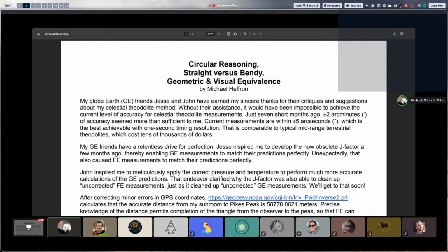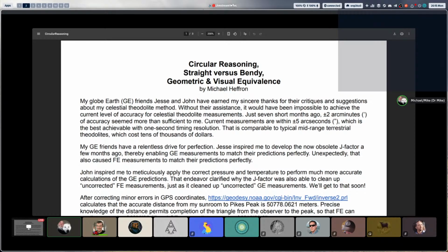One frame per second is the best my telescope can do, so I can't do any better than that without a better telescope. But just for a point of reference, that resolution is comparable to typical mid-range terrestrial theodolites, which cost tens of thousands of dollars. So that's just incredible resolution. And that's all because my GE friends have this relentless drive for perfection.